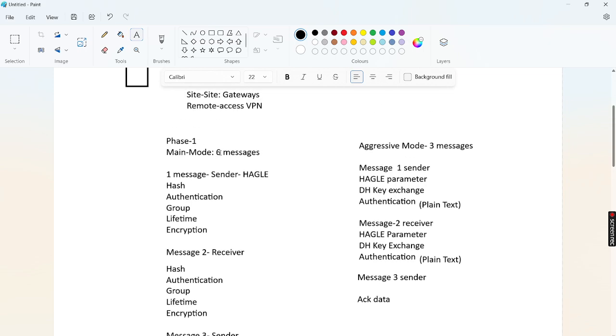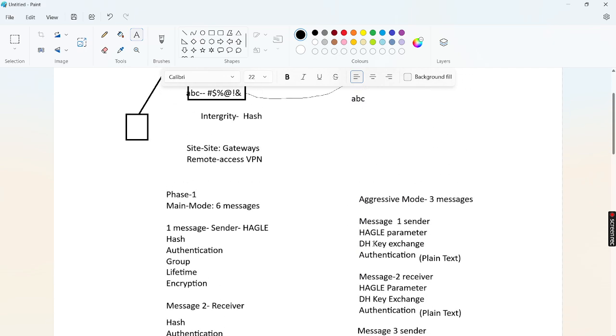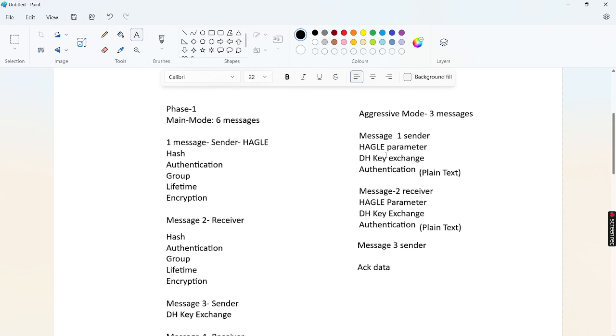These are the basic differences. This main mode will take more time because it has to process all the 6 messages, right? In the aggressive mode, this is a quick method to connect, okay? Because it has only 3 messages to process.